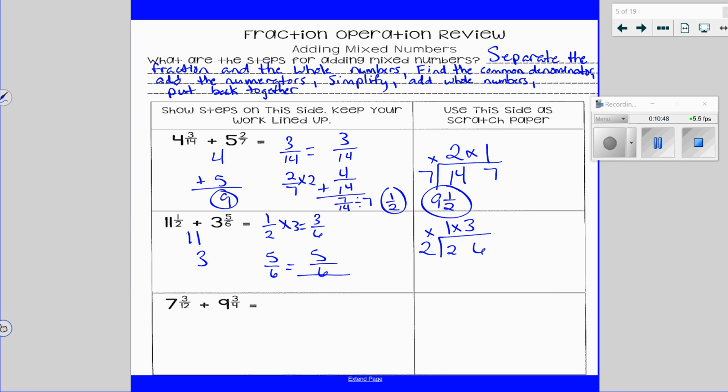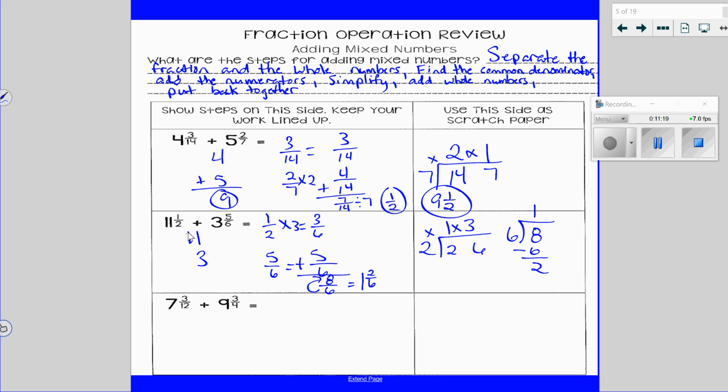So now I can add my fractions. 3/6 plus 5/6 would give me 8/6. What's wrong with that fraction? It's improper. My top number is bigger than my bottom number. So I have to fix that before I can go on. So I need to see how many times 6 will go into 8. Once, with 2 left over. So I end up with 1 and 2/6.